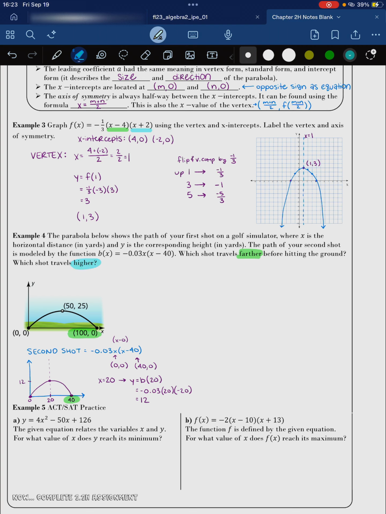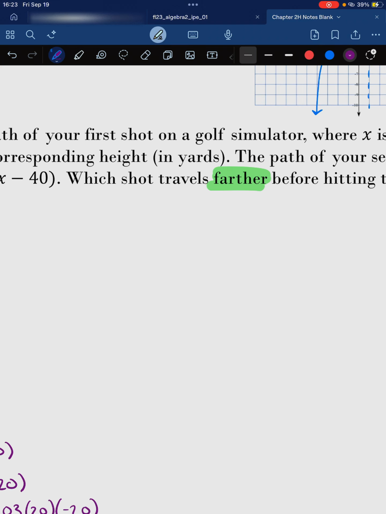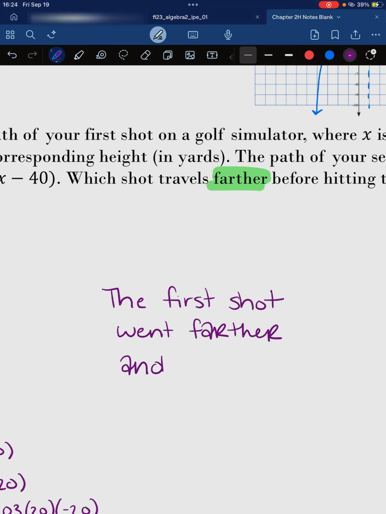And then higher, that's going to be my y values, right? So this went all the way up to 25. The second shot only went up 12 feet. Yards, sorry, 12 yards. Okay, so let's go ahead and answer that real quick. The first shot went farther and higher. So glad we did all that work for that second shot then, and it was just the worst.